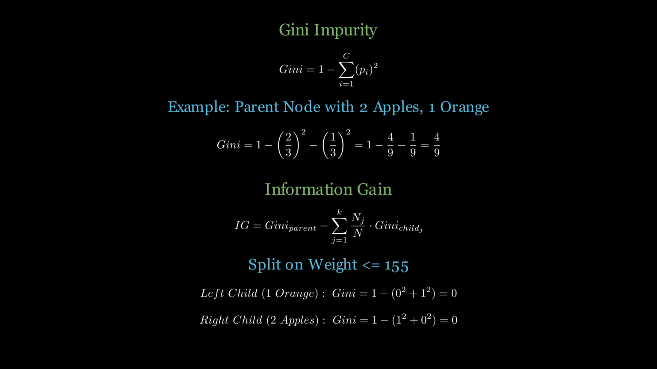For our example, splitting on weight less than or equal to 155 gives us 2 pure child nodes. One with just an orange and another with 2 apples, both with Gini impurity of 0. Information gain is the parent Gini minus the weighted average of the child Ginis. Here, it's 0.444 minus 0. So 0.444. The maximum possible gain, meaning this split perfectly separates the classes.